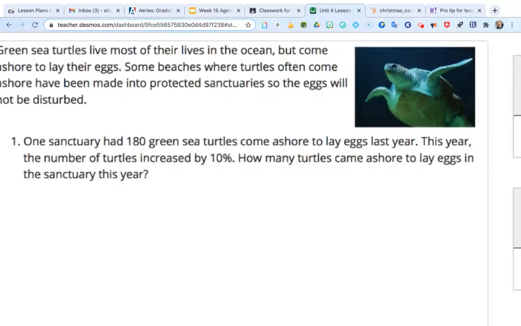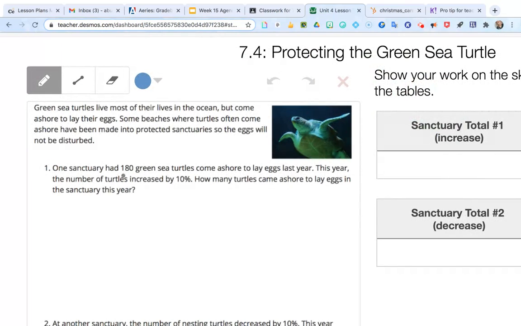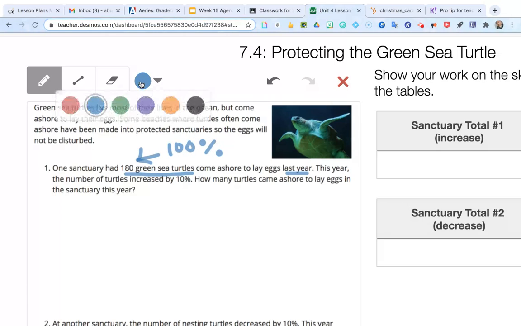So number 1 says, one sanctuary had 180 turtles. I'm showing you strategies to help you solve the problem, underlining. Last year, so 180 turtles last year. The word last tells me it's the original, so that's my 100%. This year, so the new amount, this year, the number increased by 10%. So from 100%, it increased by 10.